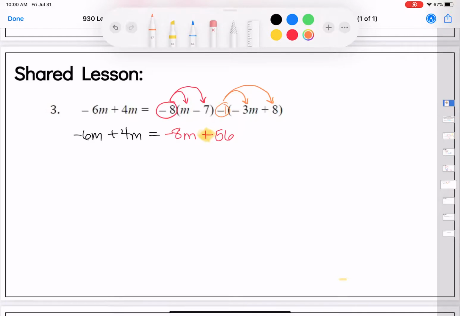Okay, now I'm going to distribute to my second parentheses. Again, I'm distributing negative 1. So negative 1 times negative 3m gives me positive 3m.